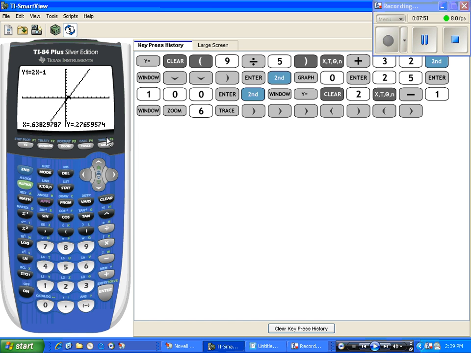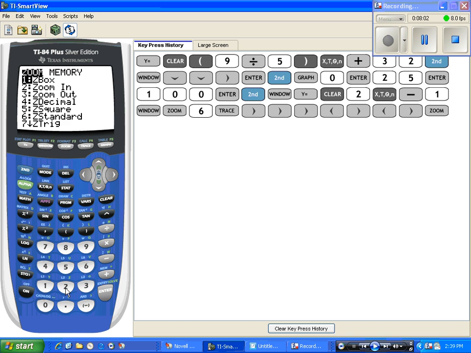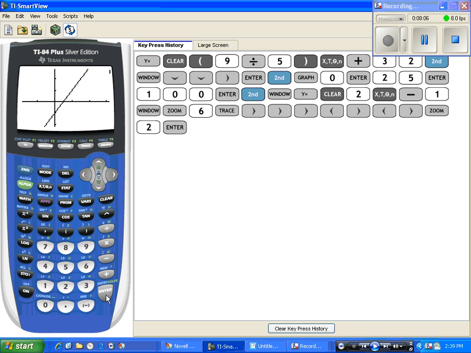So one way to find the intercept is to zoom in on that point, which we could get by changing the window, but the quicker way to do it is get the cursor close to where we want to zoom in, hit zoom, 2 for zoom in, and then enter. And the screen jumps and gives us a detailed picture of what's happening of our graph, centering itself on where our cursor was before. We can zoom in a few more times.